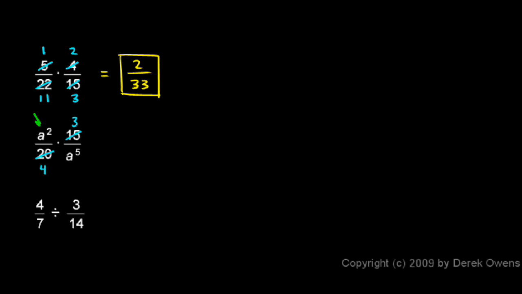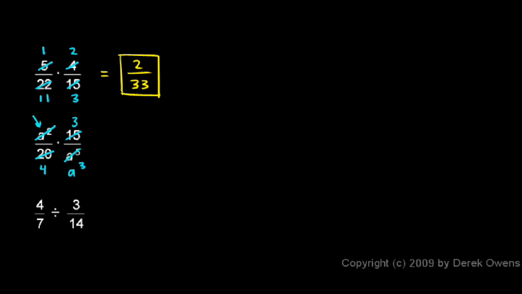Now the a squared and the a to the fifth, that can be simplified as well. A squared is simply a times a, and a to the fifth is a times a times a times a times a. So there's 2 a's right here multiplied together, and 5 a's right there multiplied together. And you should be able to see that the 2 a's in the numerator will completely cancel out, canceling out 2 out of those 5, leaving you with 3 a's multiplied together. So this becomes an a cubed right there.